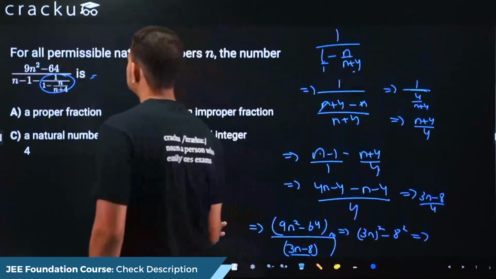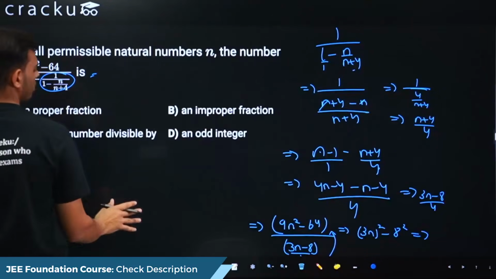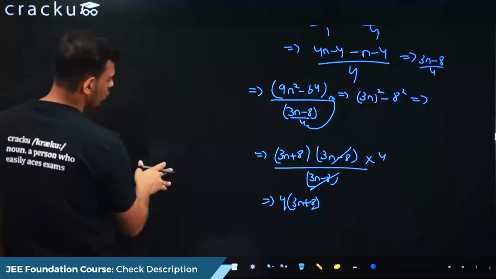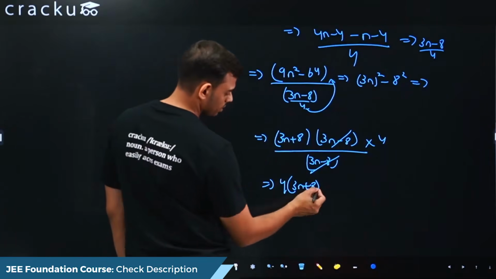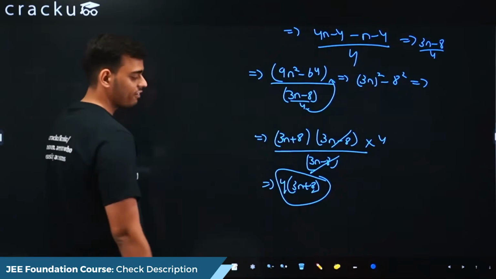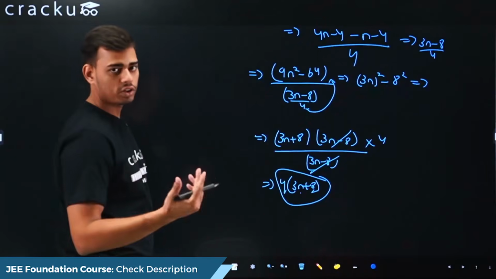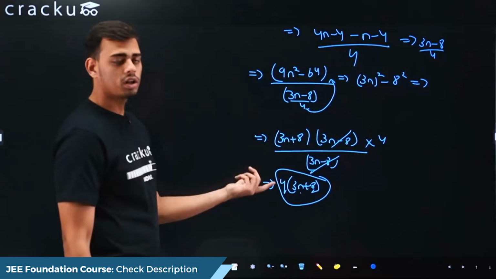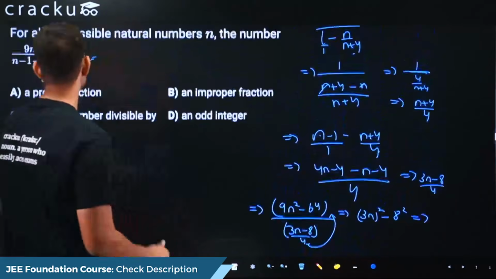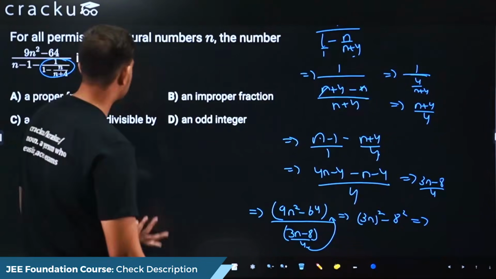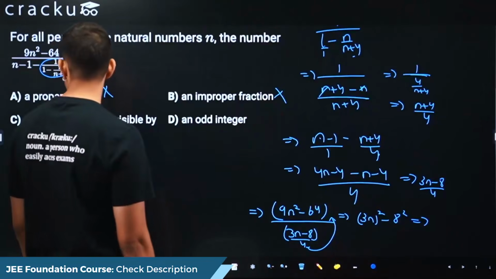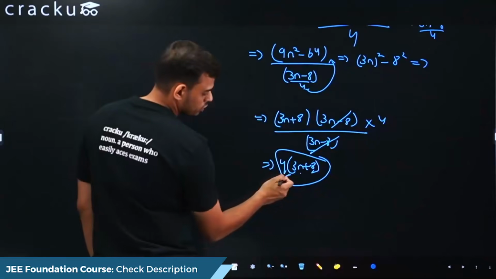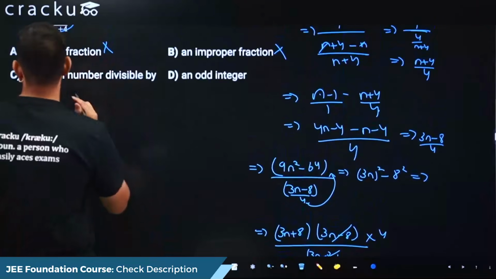Now, what is some property of that expression? Is it a proper fraction? No. Yes, it is a proper fraction. No, it is not a proper fraction. It is not a fraction at all. We'll get a definite number. If n is a natural number, which means n is not a fraction, then we'll get a definite answer. We'll get a natural number only. It won't be a fraction. First option is incorrect. An improper fraction? Again, it's not a fraction at all. A natural number divisible by 4? Yes, it is divisible by 4 because 4 is a multiple of this. So the correct answer will be option C.